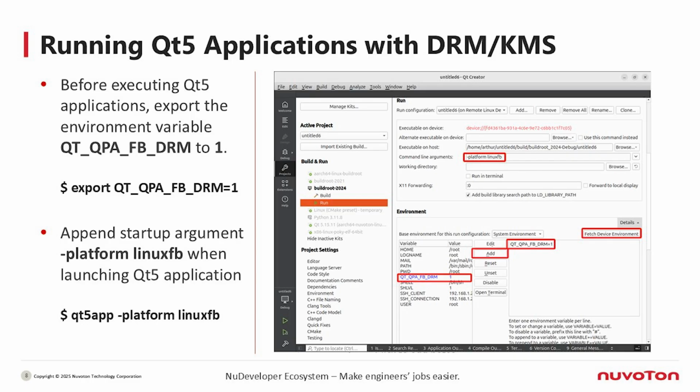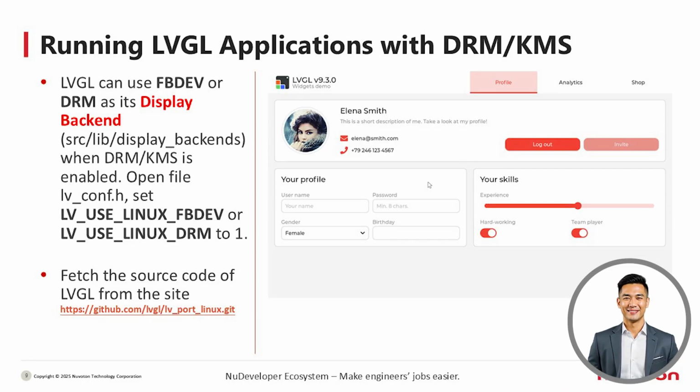When launching a Qt5 application, append the startup argument -platform linuxfb: Qt5 app -platform linuxfb. When the Linux DRM and KMS kernel driver is enabled, LVGL can use FBDEV or DRM as its display backend, in src/lib/display_backends.